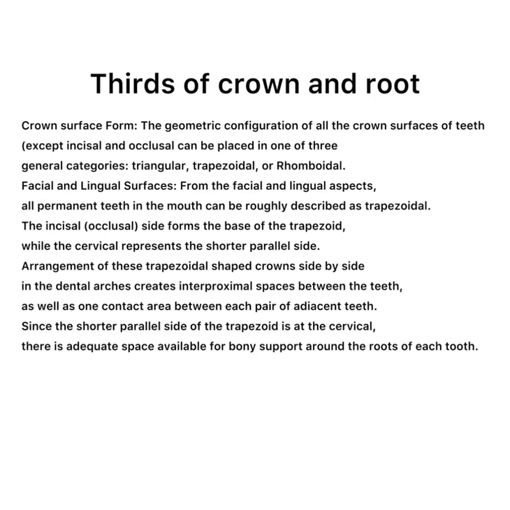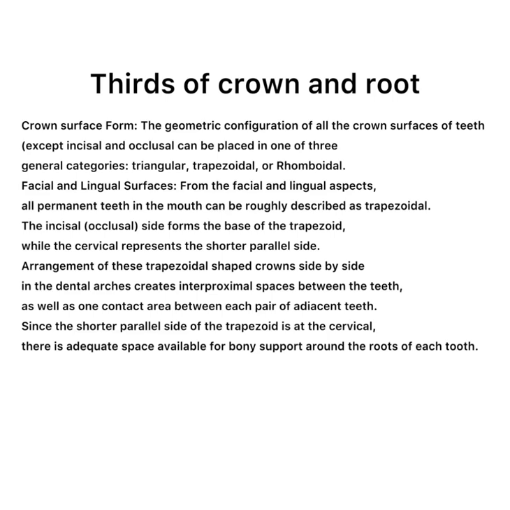Crowns and root. Crown surface form. The geometric configurations of all crown surfaces of teeth, except incisal and occlusal, can be placed in one of three general categories: triangular, trapezoidal, or rhomboidal. Facial and lingual surfaces. From the facial and lingual aspects, all permanent teeth in the mouth can be roughly described as trapezoidal. The incisal or occlusal sides form the base of the trapezoid, while the cervical represents the shorter parallel side.